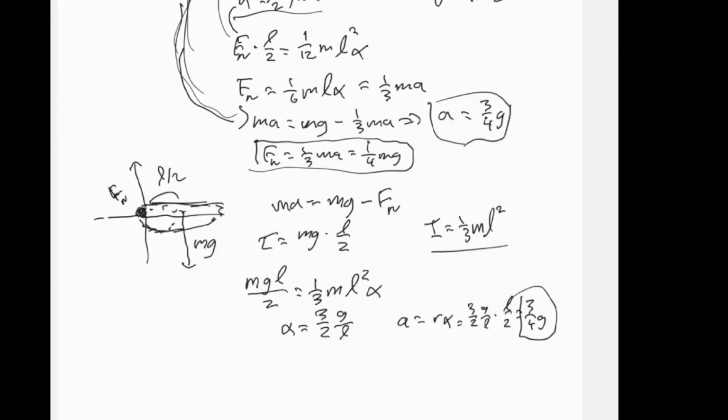And then from that, we can just plug that back into here to get our normal force, mg minus ma, which is 1/4 mg. So we will get the same answers. It's just slightly different equations, but in the end, it'll all work out to be the same.